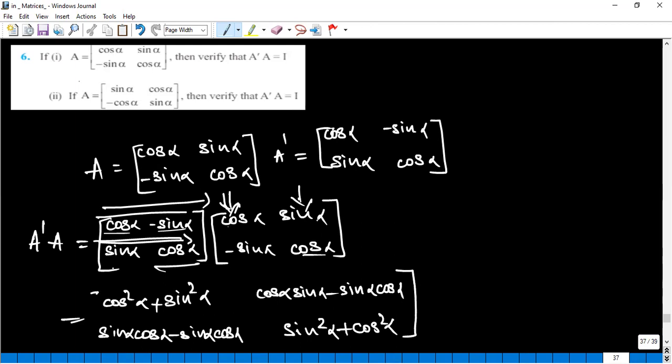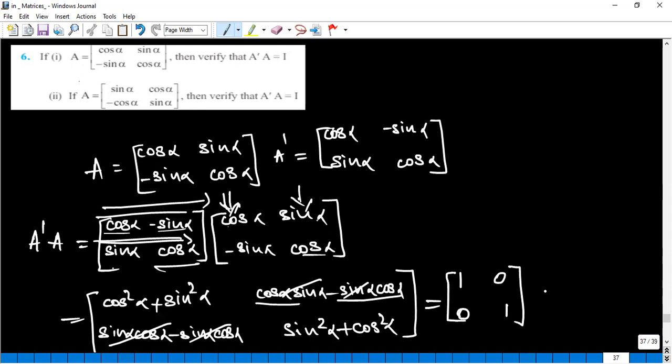In these brackets, we know the basic identity sin square theta plus cos square theta is 1. So this is 1. These two are the same terms with opposite sign, so they will become 0. Sin square theta plus cos square theta is 1. This is our identity matrix I. So you can tell here A dash A is I. Okay, this is how we will find the solution.